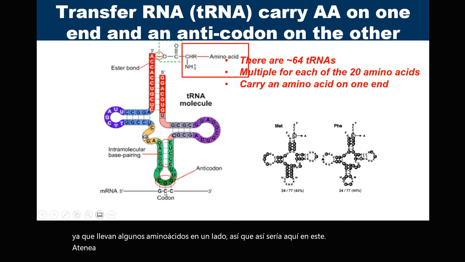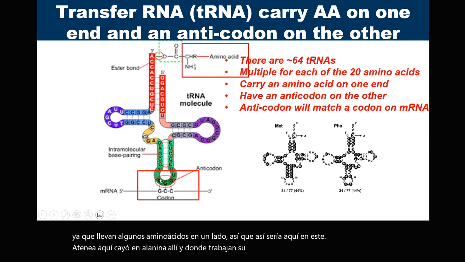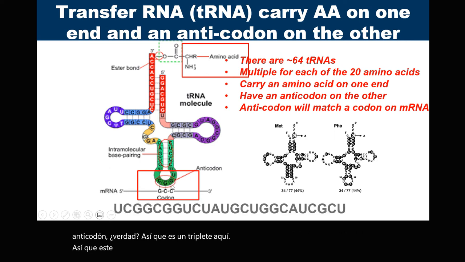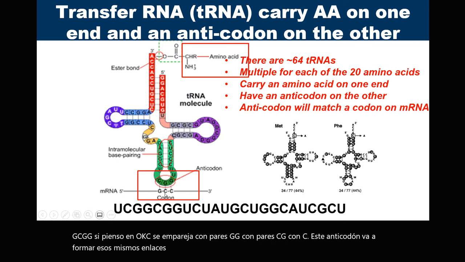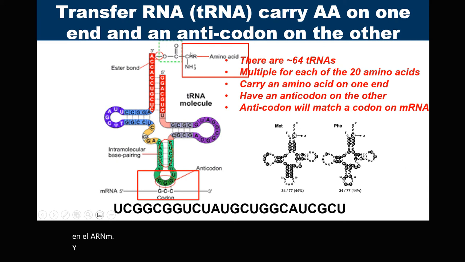And where they work their magic is actually in the anticodon region, right? So it's a triplet here. This triplet anticodon is going to match with some kind of codon. So like this CGG, if I think about, okay, C pairs with G, G pairs with C, G pairs with C, this anticodon is going to form those same hydrogen bonds that we've been looking at with a codon based on the mRNA. And so we're going to use that to really specify what my amino acid sequence is based on the codons that are here in the mRNA.